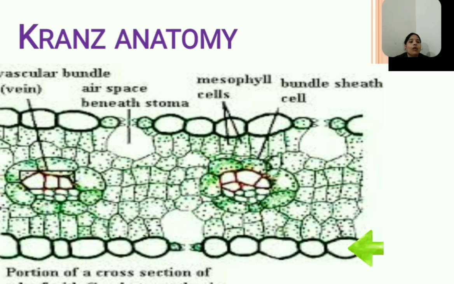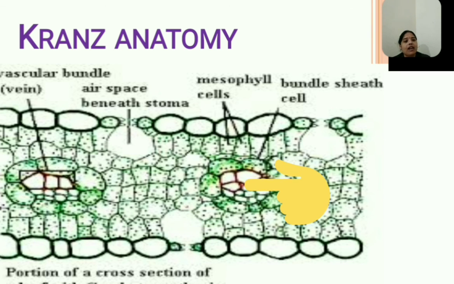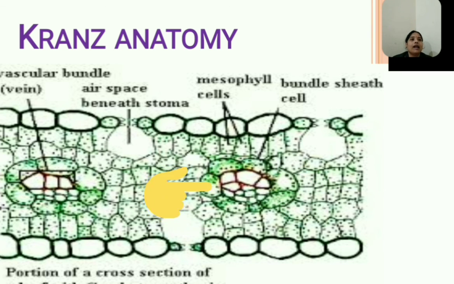The lower layer is known as the lower epidermis, and on the lower side one opening is present. The diagram shows only one opening, and that opening is known as the stomata. So here we discussed the T.S. of leaf showing Kranz anatomy. The important points are the upper epidermis, mesophyll cells with granal chloroplast, then vascular bundles, meaning xylem and phloem, surrounded by the bundle sheath cell with agranal chloroplast, and the last, lowermost layer is known as the lower epidermis with stomatal opening.